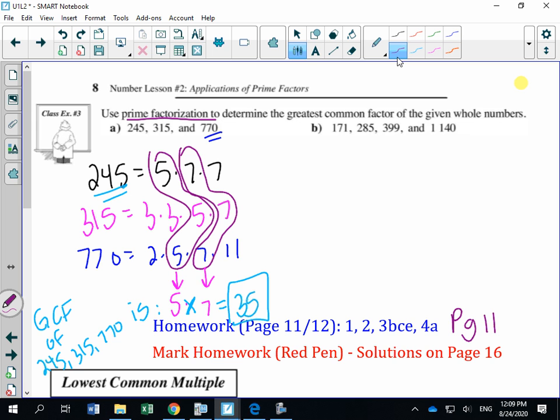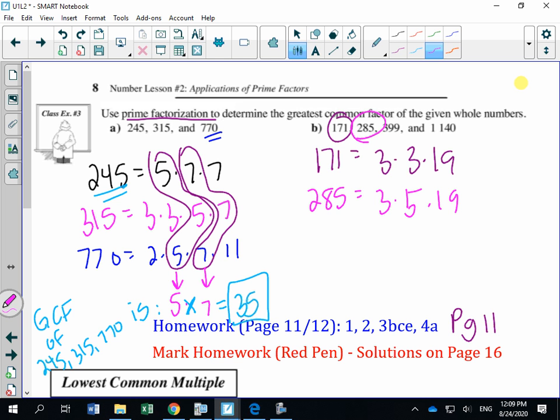So let me give you the prime factorization of 171. So write down 171 is 3 times 3 times 19, right? 19 is a prime number. That's why I stopped at 19. Okay, 285. What's the prime factorization of 285? 3 times 5 times 19.